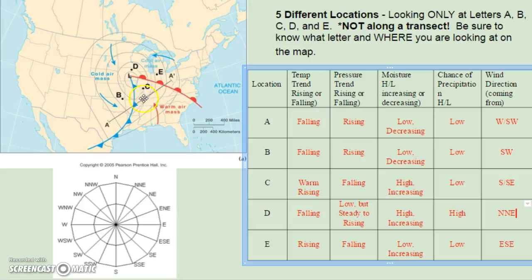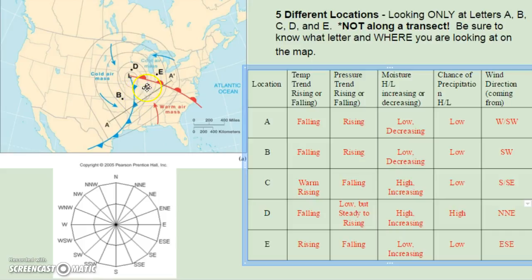So here I'm looking at location C. This is the warm sector. Maritime tropical air is being pumped in here, pushed in here. Warm air, we've got our warm air, that's the temperature trend. It's going to be rising. We've got pressure trend is going to be falling, right? The low pressure is going to be moving out of here. Depends on how you want to look at this.